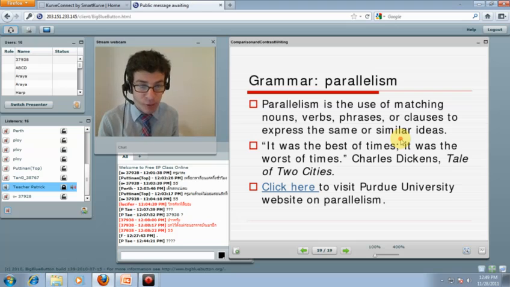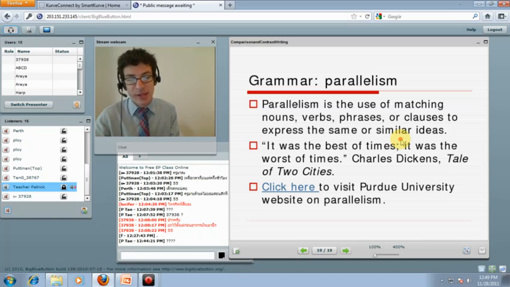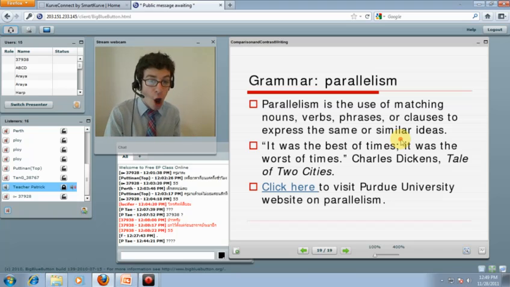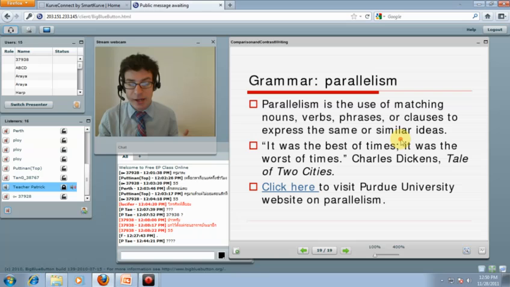You don't have to use this in your essay, but if you do, it will sound really good. This will help you become better writers if you use words and phrases like this. So, best, worst. It was the best of times. It was the worst of times. Alright guys, we've gone over a lot of material today. Let's go back real quick and remember what we have learned.